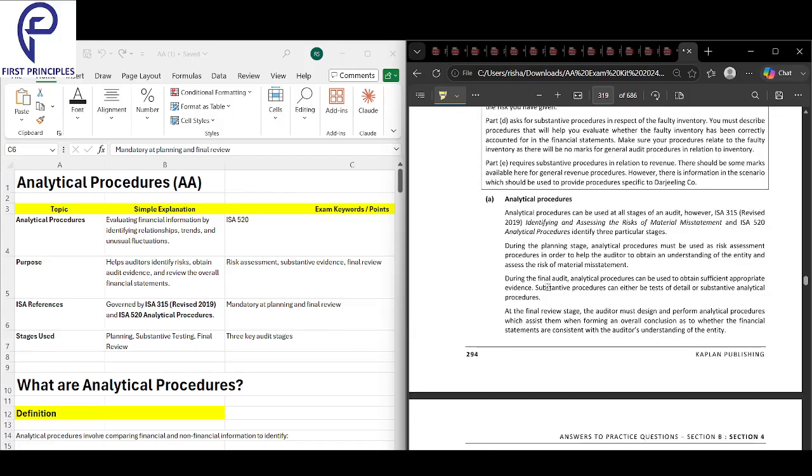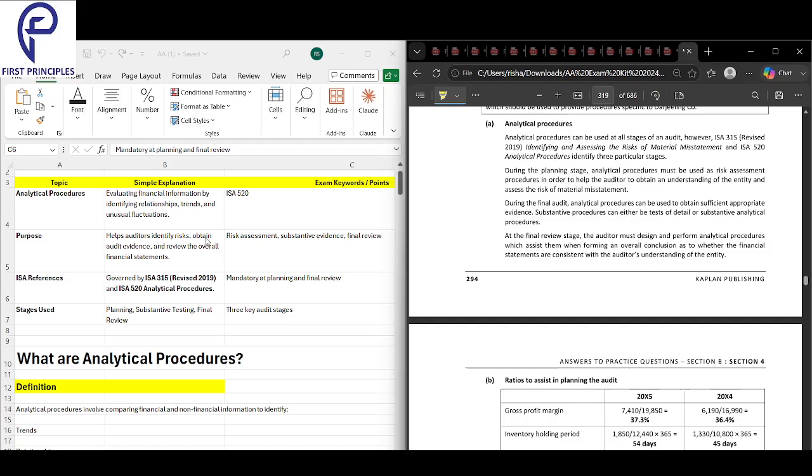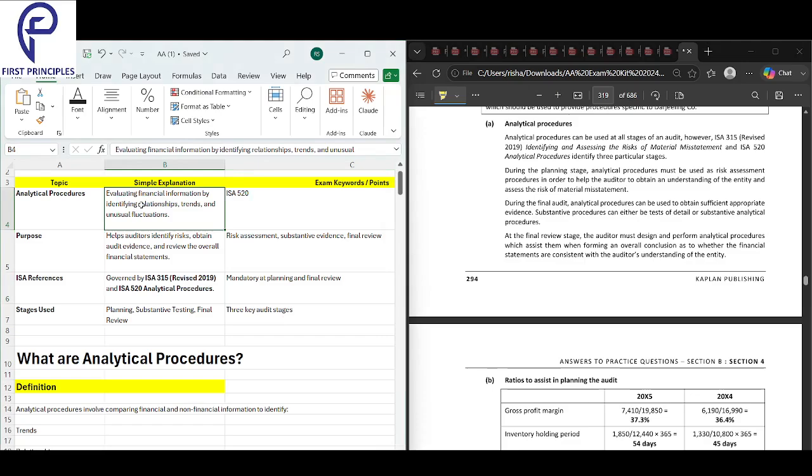So when we talk about Darjeeling Co., first we look into some analytical procedures. What are analytical procedures? Whenever we talk about analytical procedures, it is about comparing. What do you compare? You compare the financial information, right? From year to year, this year to last year, this company to another company. So analytical procedures is all about evaluating, all about comparisons.